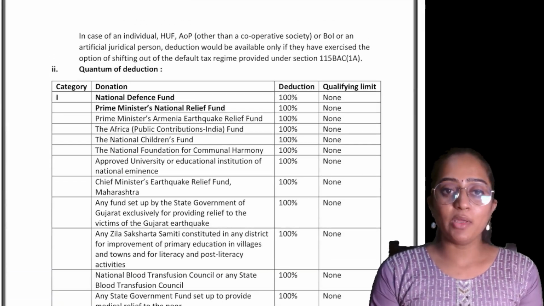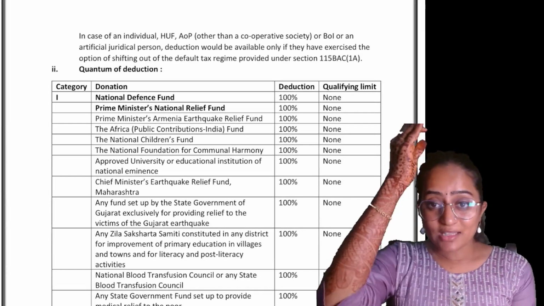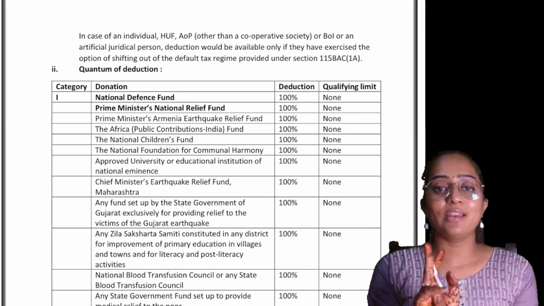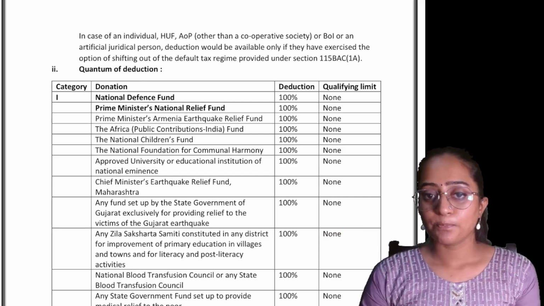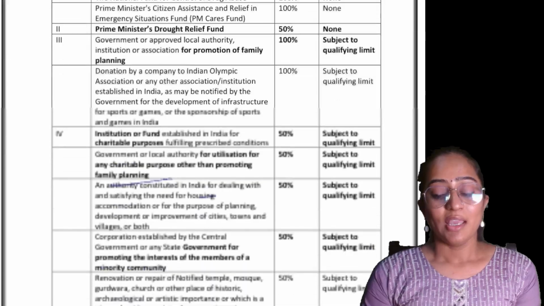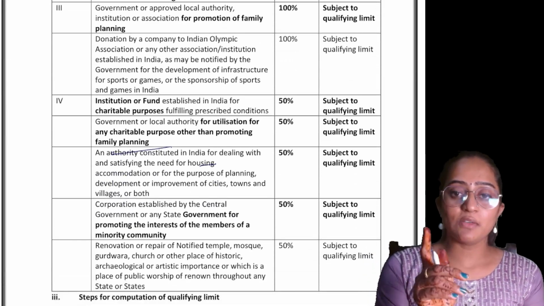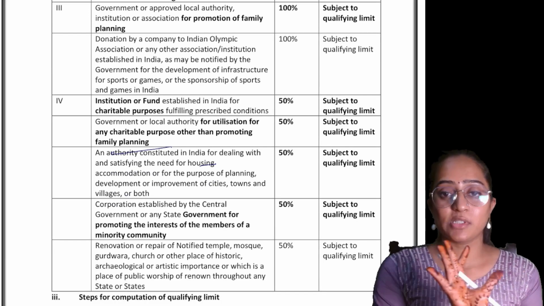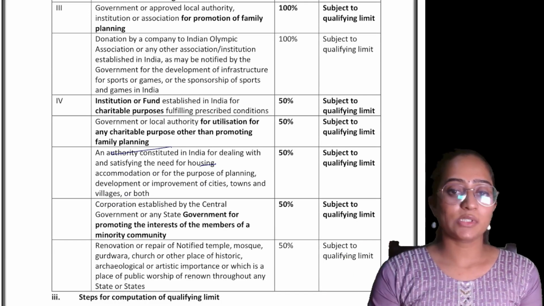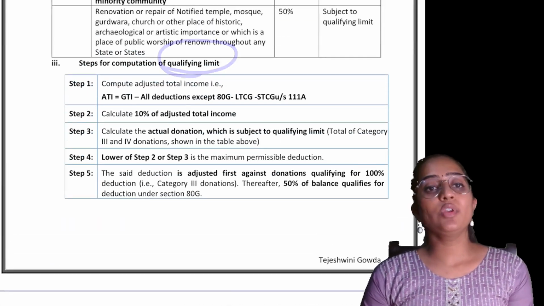Category 1, remember: if you are making any donations to funds, and that fund is not in your category 2, that is the Prime Minister's Drought Relief Fund, directly classify it as category 1. That is 100% of the donation available. In case you are making any contribution to a trust or institution, first see whether it is for family planning activities. If the answer is yes, take it as 100% of the qualifying limit. If no, take it as 50% of the qualifying limit. Simple as that.